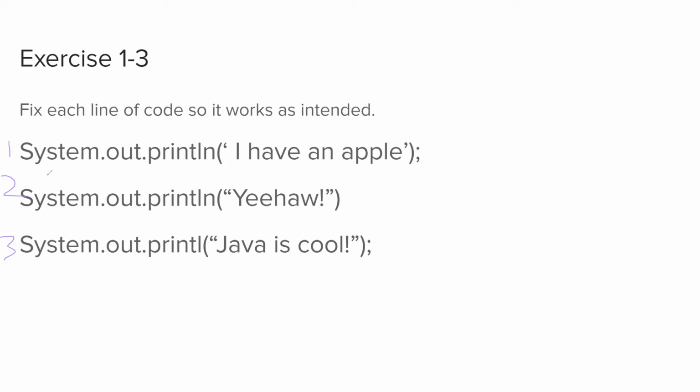Let's pause and make sure that you can try and read it and to fix it. Okay, I hope you guys finished question 1. So System.out.println, I have an apple. So there's a semicolon here, System.out.println, I have an apple. Good, everything's good.